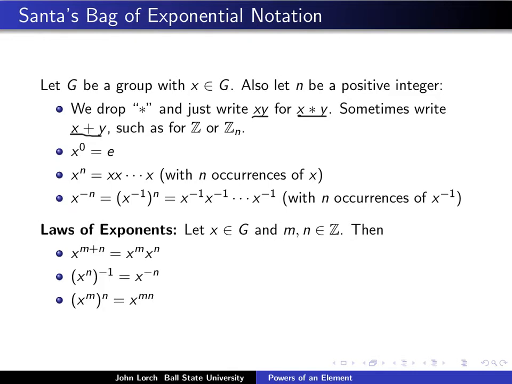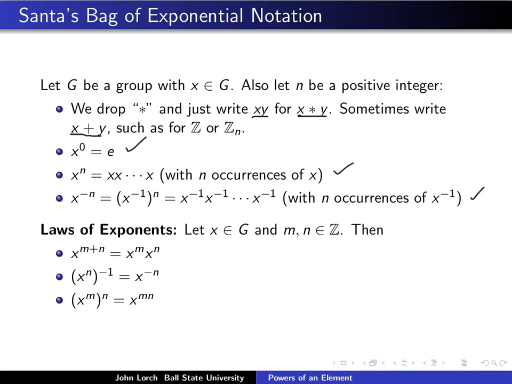Now on to exponential notation. The first thing is that when we take a group element and raise it to the 0th power, we're going to declare that to be the identity in our group. And then if n is a positive integer, x to the n is just going to mean x times x times x over and over again with n occurrences of x. All of these multiplications occurring within the group G. And then x to the minus n is just going to mean x inverse raised to the nth power. So that is n occurrences of x inverse.